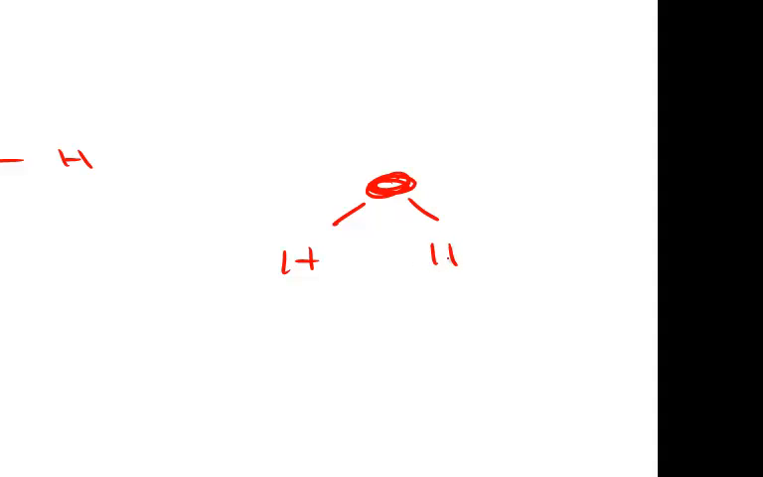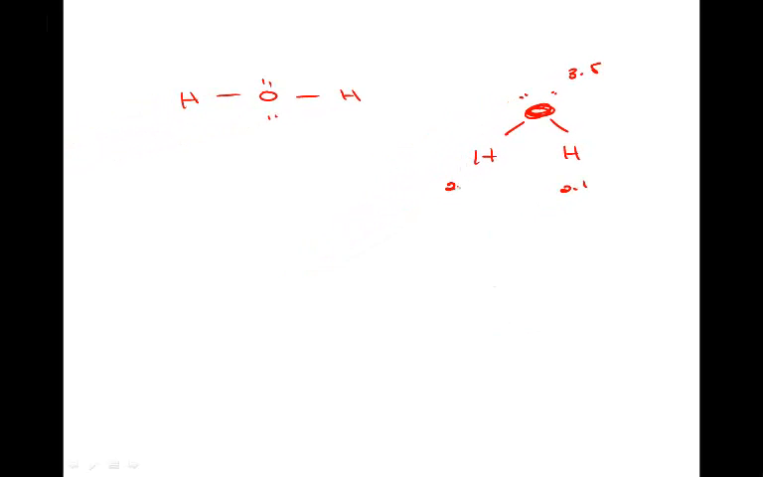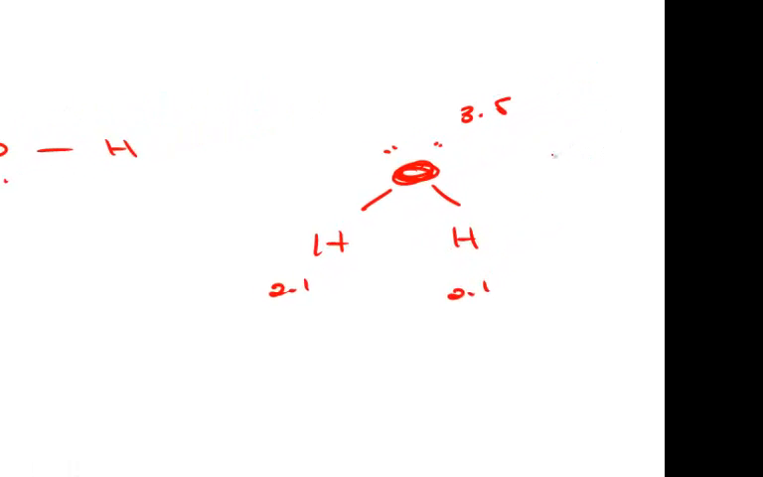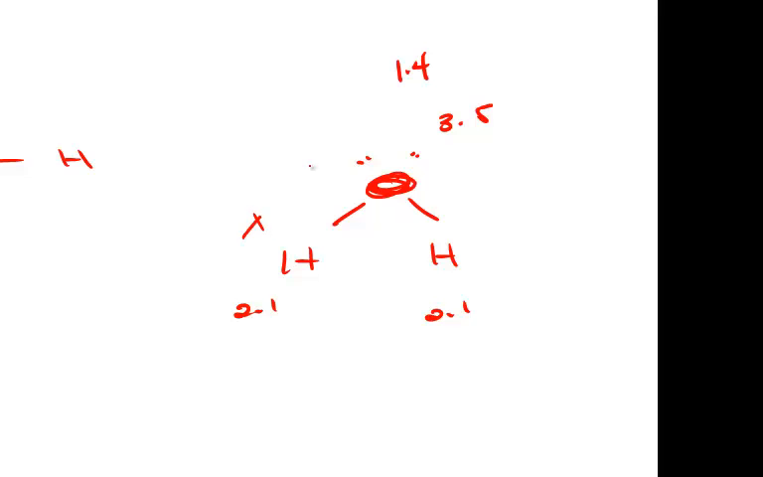So let's take a look at another polar molecule, water, H2O. Water is actually a bent molecule, so let's go ahead and take a look. Oxygen has an electronegativity of 3.5. Hydrogen has an electronegativity of 2.1. So that means each one of these bonds has a difference of 1.4 towards the oxygen end. So this molecule is going to be polar.